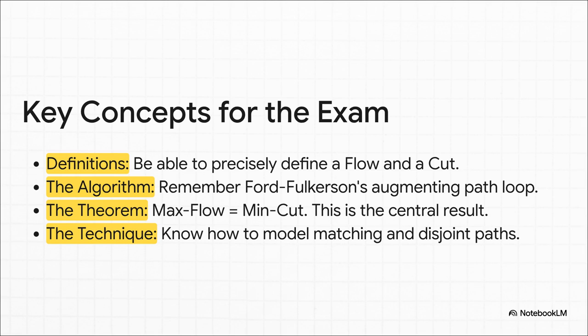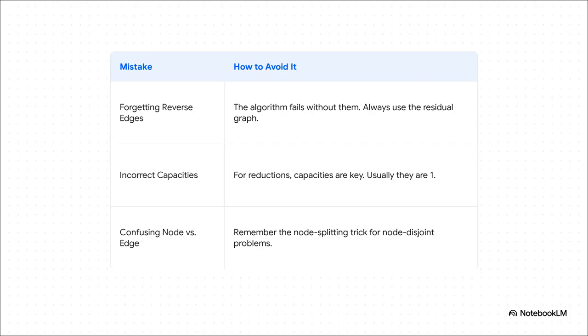Reduction is your secret weapon. Don't just memorize the steps. Understand why setting capacities to 1 works for these problems. And definitely watch out for these common traps. The number 1 mistake is forgetting about the residual graph and those reverse edges. Without them, the algorithm just doesn't work correctly. Second, messing up the capacities when you do a reduction. Just remember, for these kinds of matching or path problems, a capacity of 1 is your best friend. And finally, don't mix up the reduction for node disjoint versus edge disjoint paths. That node splitting trick is what makes the node disjoint version work, so don't forget it.